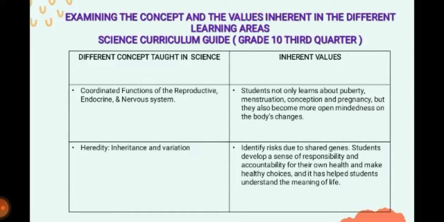The next one is heredity, inheritance, and variation. The students identify risks due to shared genes. Students develop a sense of responsibility and accountability for their own health and make healthy choices. And it has helped students understand the true meaning of life.